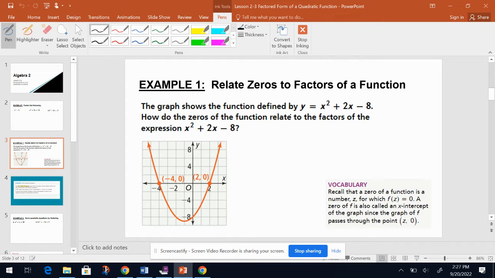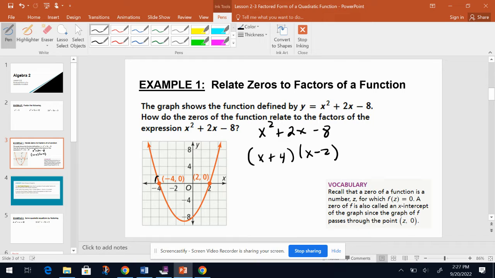The graph shows the function defined by y equals x squared plus 2x minus 8. How do the zeros of the function relate to the factors? Well, we got the zeros right here, (-4, 0) and (2, 0). I'm going to go ahead and factor this, x squared plus 2x minus 8. So I'm looking for two numbers that multiply to negative 8 and add to positive 2. So that, of course, would be x plus 4 and x minus 2.